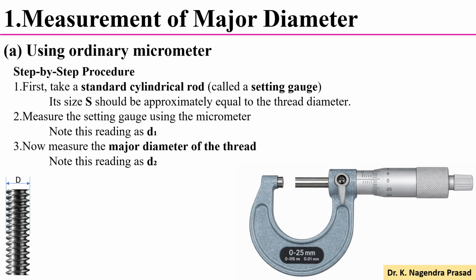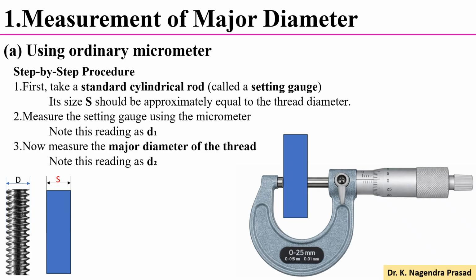First, take the standard cylindrical rod, in general called the setting gauge, and let's consider its size as capital S, which is approximately equal to the thread diameter. After that, we have to measure the setting gauge using the micrometer, then note down the reading. This reading is, let's consider, D1. Next, we have to measure the thread.